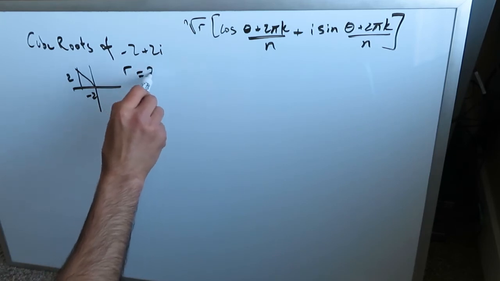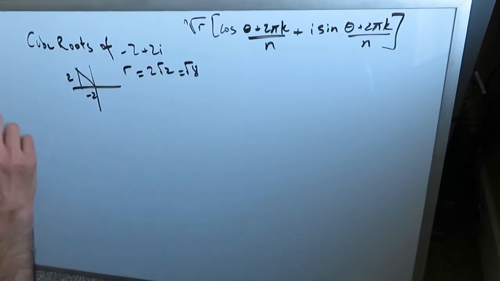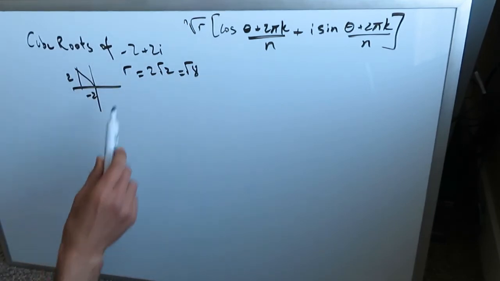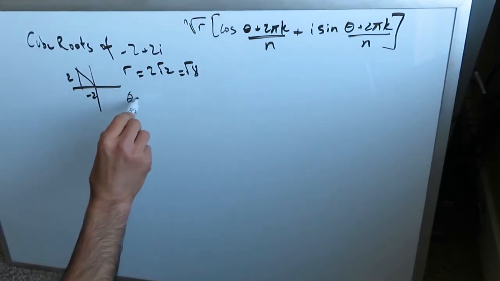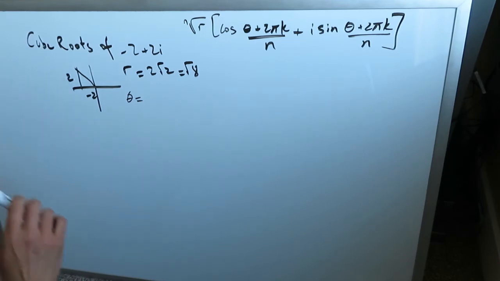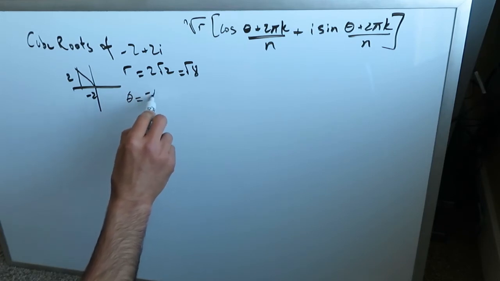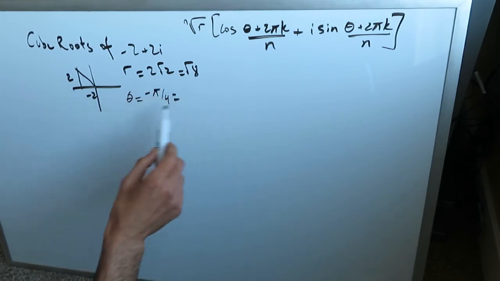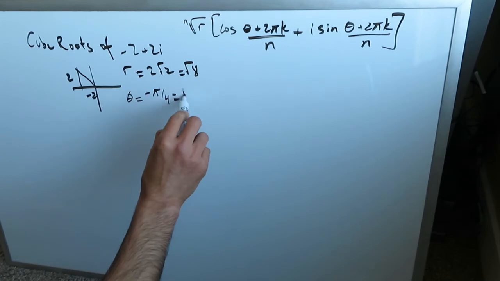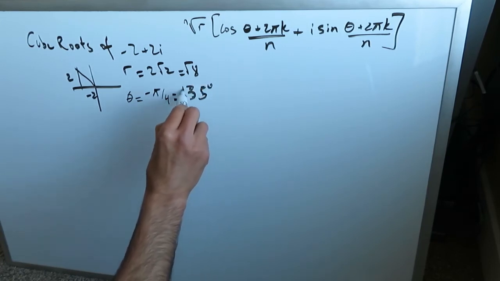Your modulus, of course, is going to be 2 root 2, which is the same thing as root 8. You can do 2 squared plus 2 squared, the square root of that is root 8, 2 root 2. Theta is, of course, going to be inverse tan of your y value divided by x value. It will be inverse tan of minus 1, which is minus pi over 4. And you know minus pi over 4 in the second quadrant is a 135 degree angle, or you can just say 3 pi over 4.